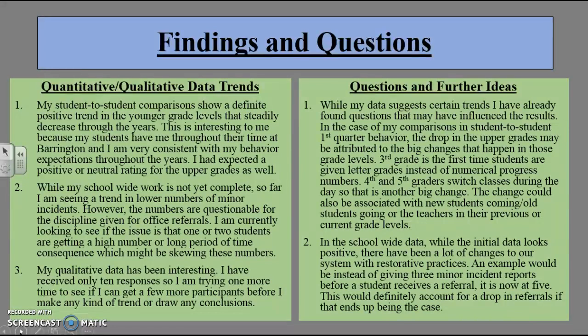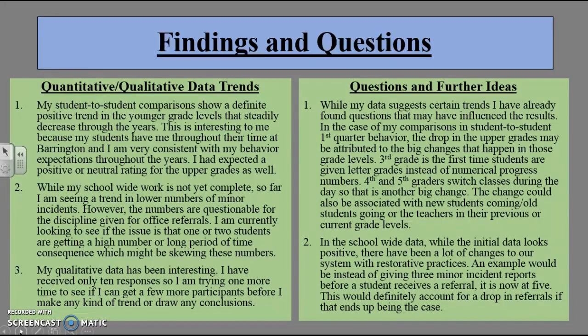While my school-wide data is not yet complete because I'm doing that extended part that I just told you about, I am seeing a trend in minor incidents, which is the step before referral. However, the issue for discipline referrals is questionable, so I'm looking more into that. That's why I decided to do the further breakdown, so I can see if it's just 1 or 2 students that are skewing these numbers, or if it's just that we're having an increase. Qualitative data has been interesting. Teachers were actually very honest, but I only got 10 responses, so I'm trying to get a couple more before I make any kind of conclusions.